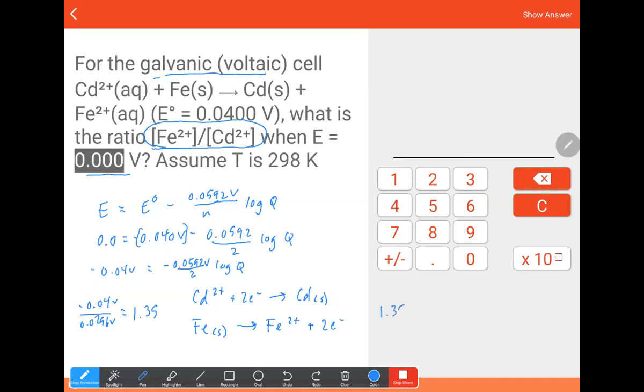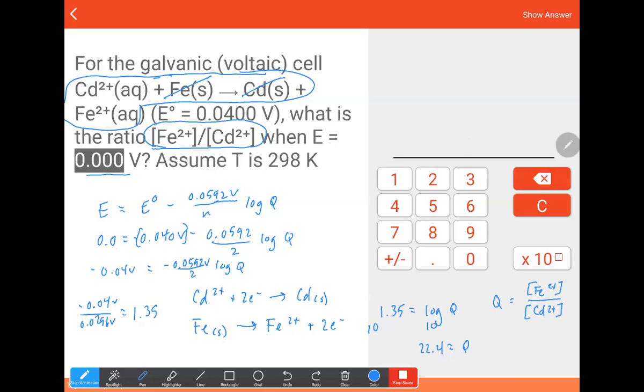Okay, so 1.35 equals log of Q. So if I take both of those to the 10, I get Q, the ratio. So 10 to the 1.35 equals 22.4. Q, and that's the ratio. Remember, Q is based on our equation, which is up here. The solids do not get counted. So we have only Fe 2 plus over Cd 2 plus, nothing squared or cubed because we don't have any coefficients out front.